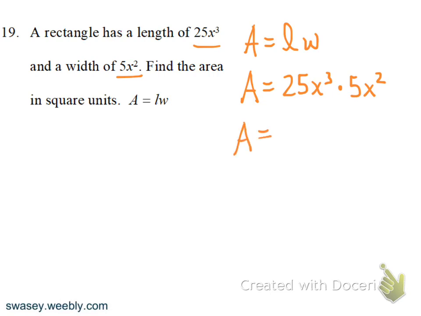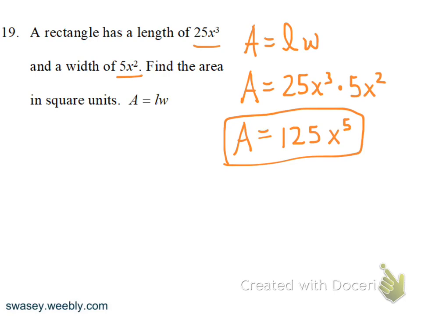Multiply 25 times 5 is 125. Multiply with the same base, add exponents, 3 plus 2 is 5. So that's 125x to the 5th, and that's square units. Or you can write units squared.